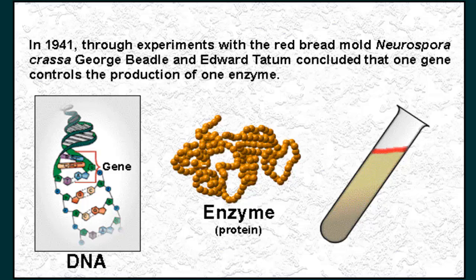In 1941, American scientists George Beadle and Edward Tatum produced the best evidence that genes control the production of enzymes. Through experiments with the red bread mold, Neurospora crassa, Beadle and Tatum were able to conclude that one gene controls the production of one enzyme. This is called the one gene, one enzyme hypothesis.